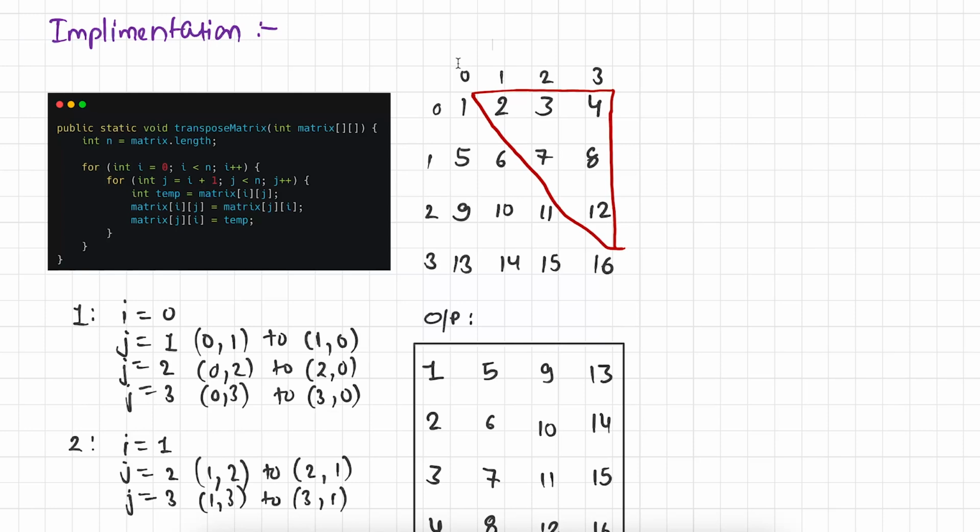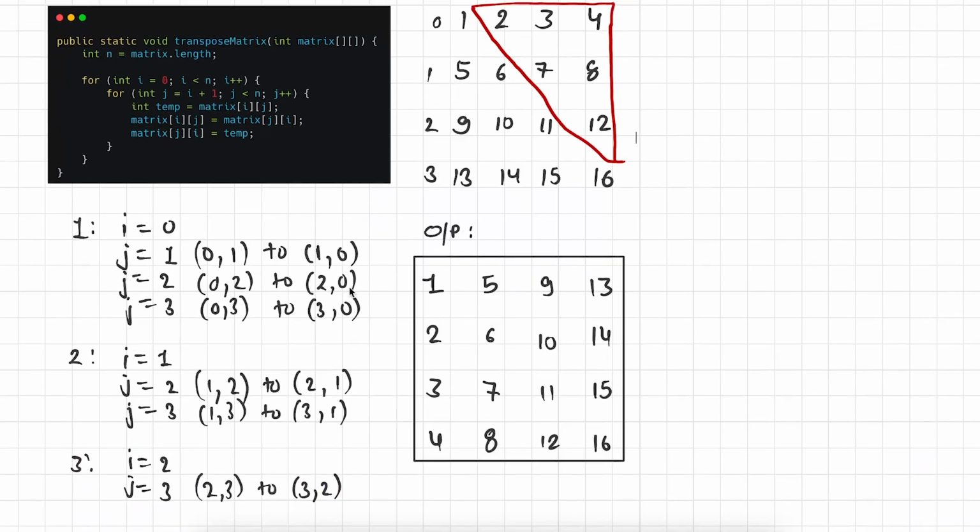So for example, if i becomes 0, j becomes 1. And if i becomes 1, then j becomes 2. And if i becomes 2, then j becomes 3. Okay. Now inside this inner loop, we have simply written swap logic. So first we are storing the value of matrix[i][j] into a temporary variable, and then we are storing the value of matrix[j][i] to matrix[i][j]. And then we are simply storing the value of temporary back to matrix[j][i]. So this is the simple swap logic. You already know about it. So now let's quickly run this code and see how it works.